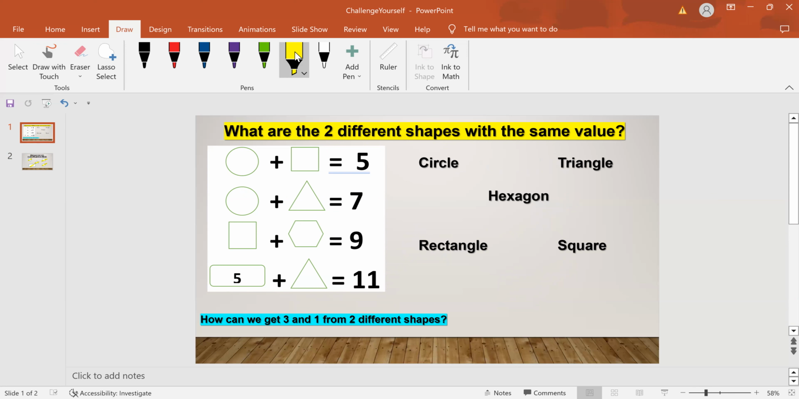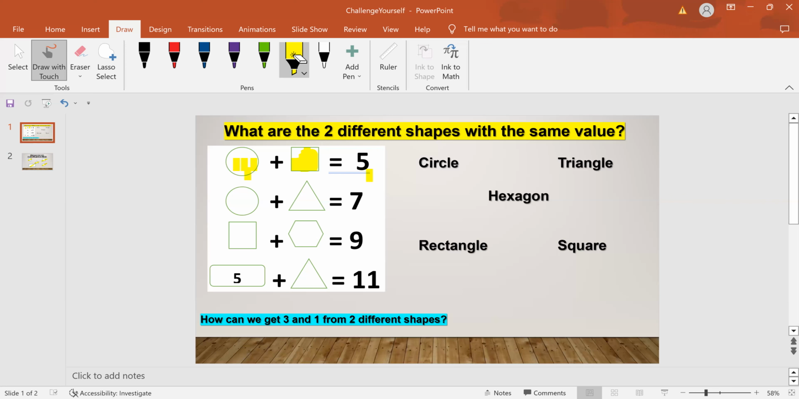We're gonna try to do combinations between two different shapes to get 3 and to get 1. Okay, so let's go step by step and let's explain the strategies. So we have here a circle, right? So we want to know what the value is gonna be in the circle, what the value is gonna be in the square, such that when we add the two values, we get a 5.